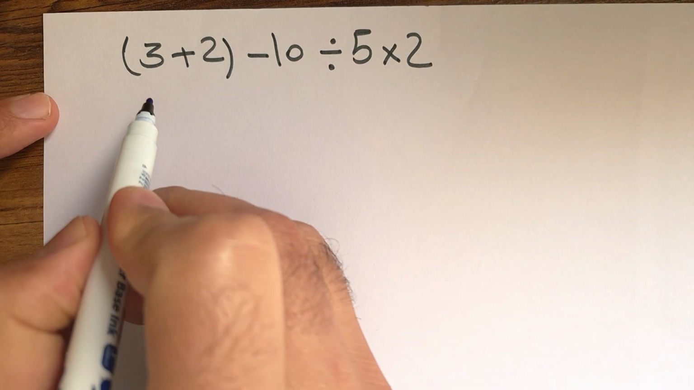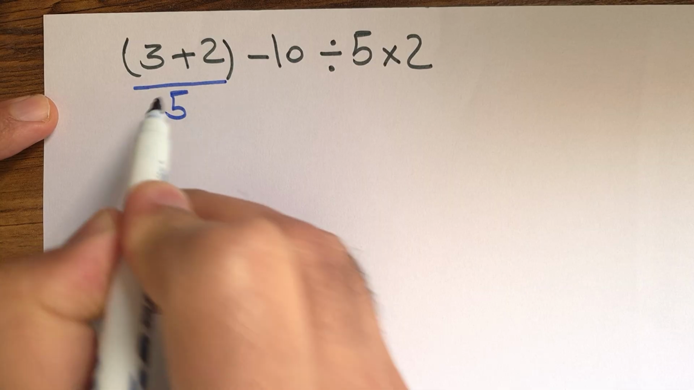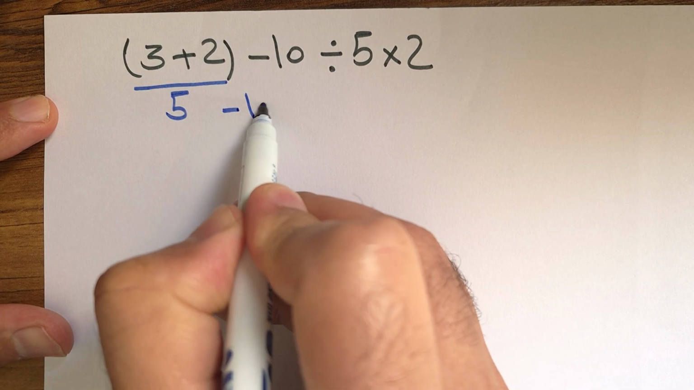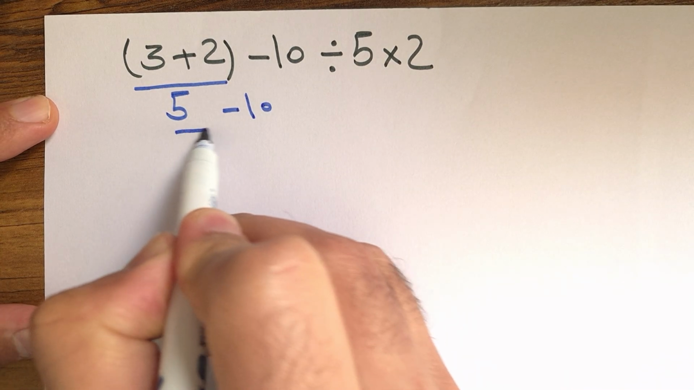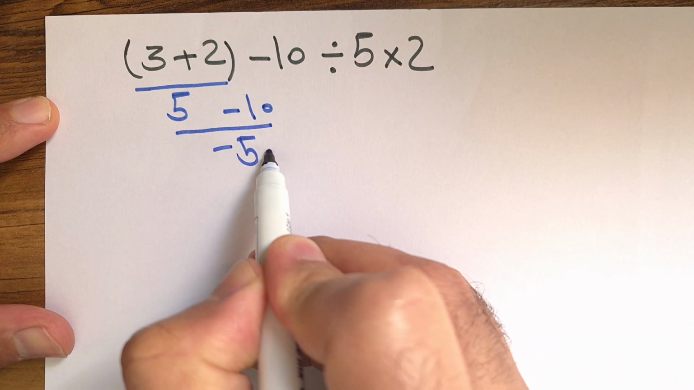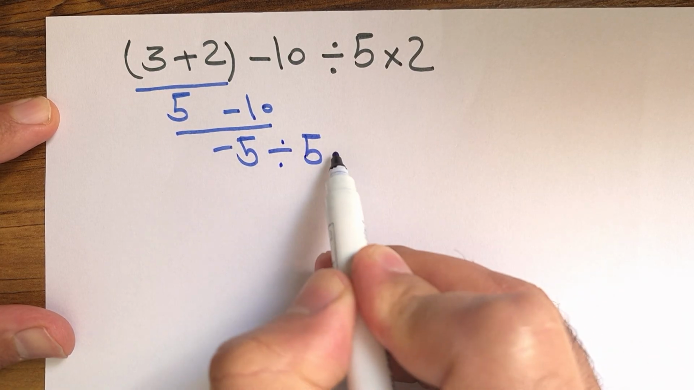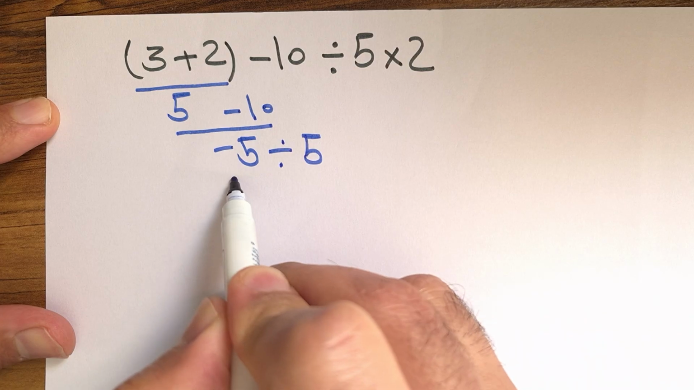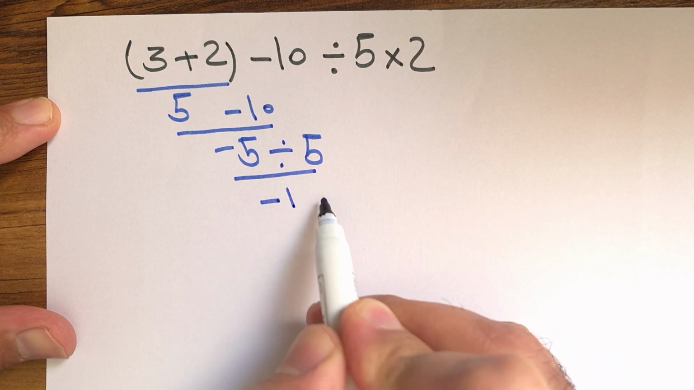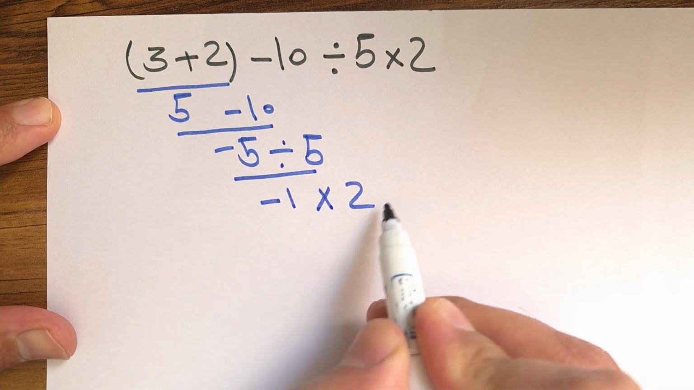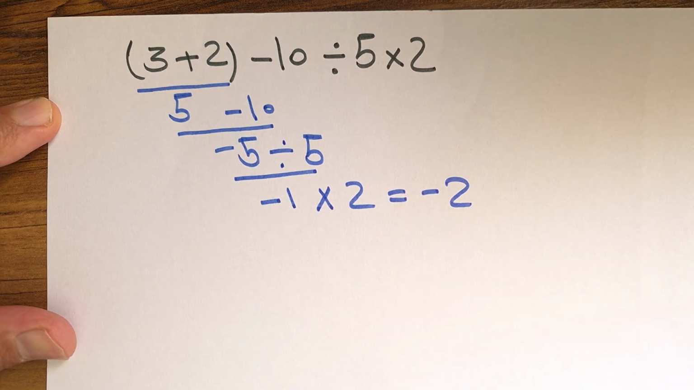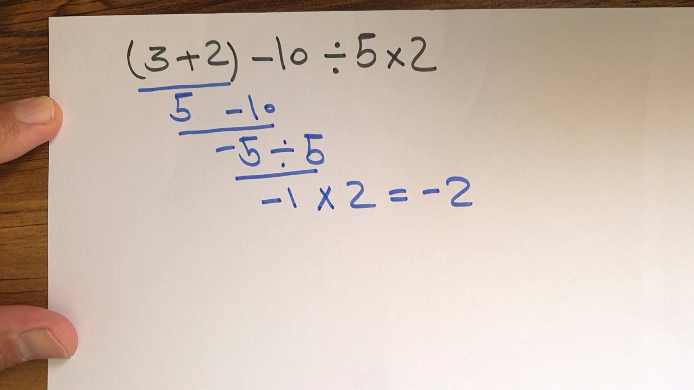3 plus 2 is 5. 5 minus 10 is minus 5, divided by 5 equals minus 1. Then times 2 is minus 2. But that's not the answer.